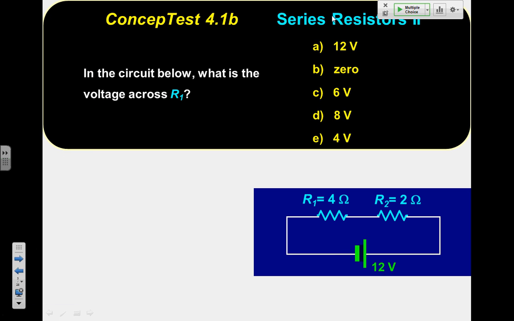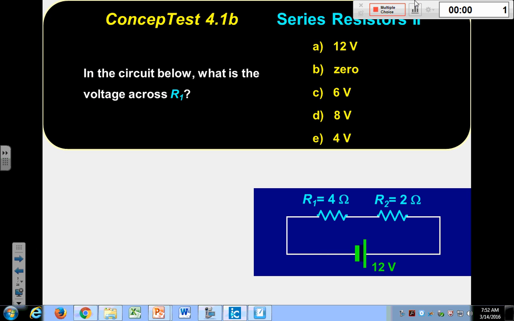In the circuit below, what is the voltage across R1? Remember, a couple different ways you can do this. You can think about how the voltages are distributed across these 2 different resistors, or you can find the equivalent resistance, 6 ohms, find the total current, and then find the voltage across each individual resistor. V is equal to that current times the resistance.